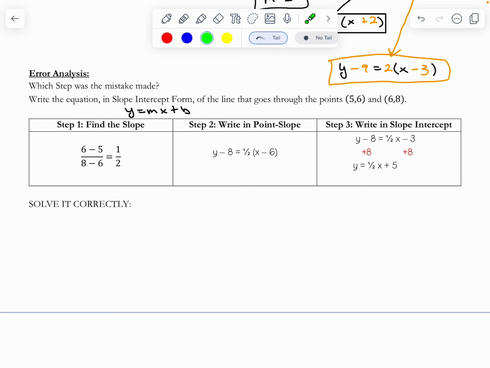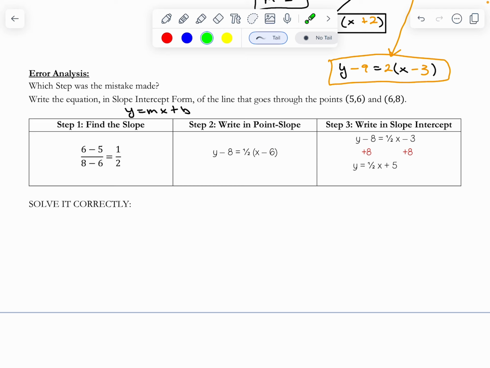Step 2, right? In point slope form. All right. So they plugged in the slope correctly. And it looks like they're trying to plug in this point. But does it look right? Yeah, right. There's positive 8 here, so there should be a -8 there, and there's a positive 6 here, so there should be a -6 here. So that looks well done for me as well.